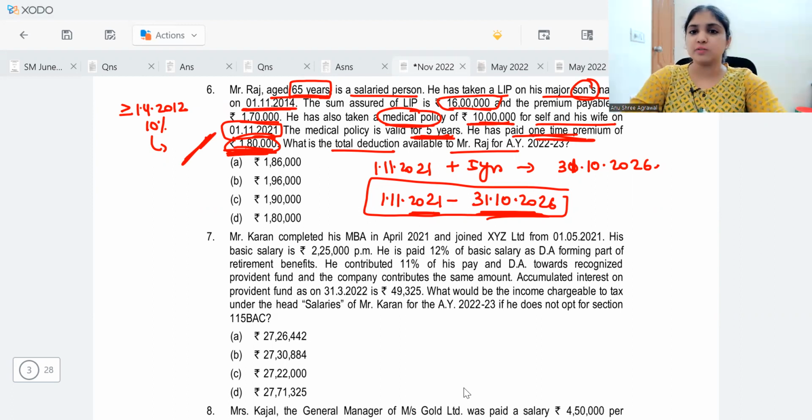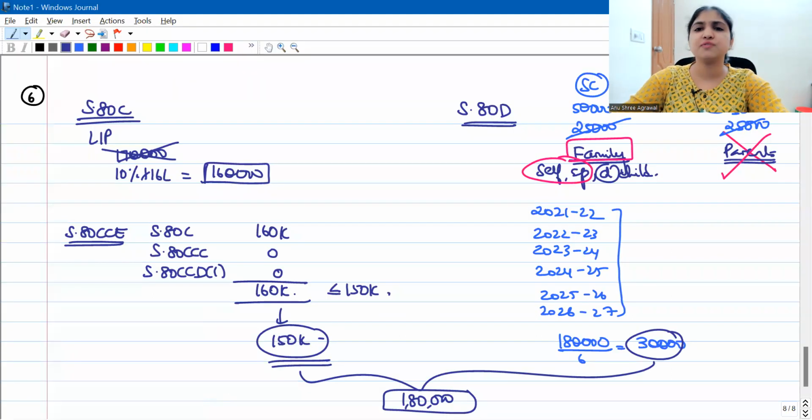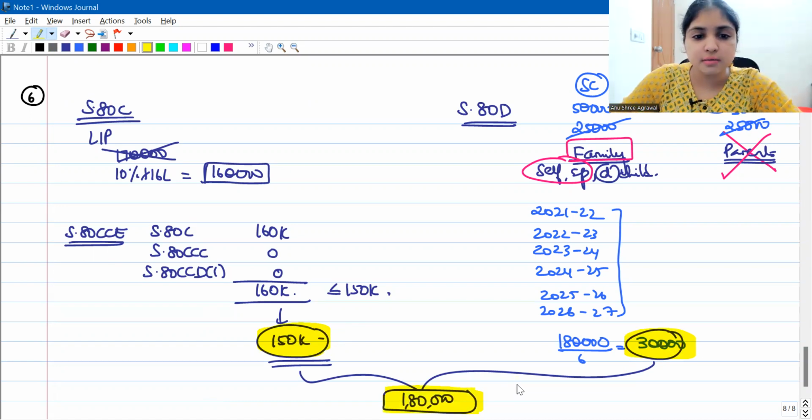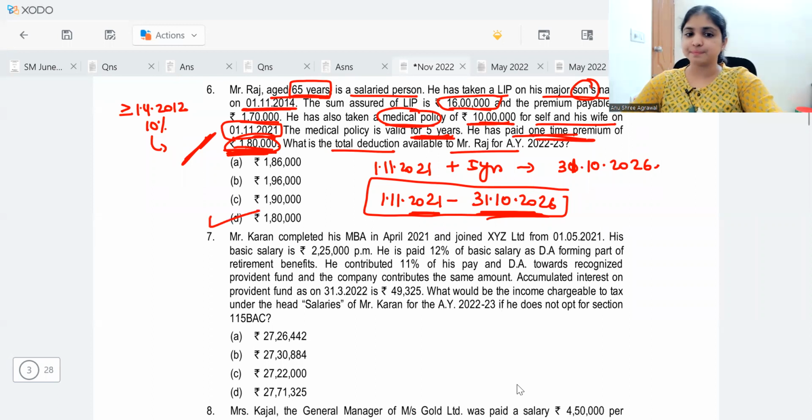So each year 30,000, 30,000, and our maximum limit is 50,000 for 80D deduction, right? Because senior citizen, and 30,000 is well within the 50,000 limit. So 1,50,000 for 80C, 80CCE, and 30,000 for 80D. Total 1,80,000. Answer is here option D.